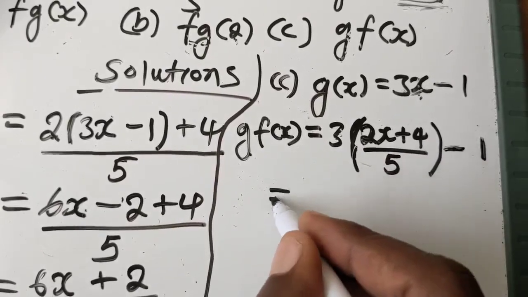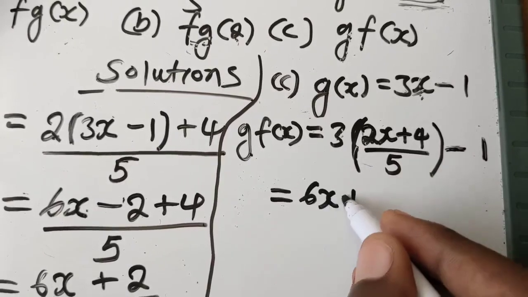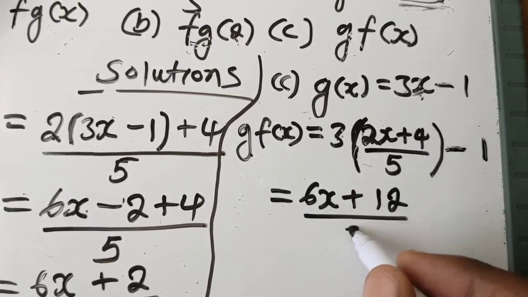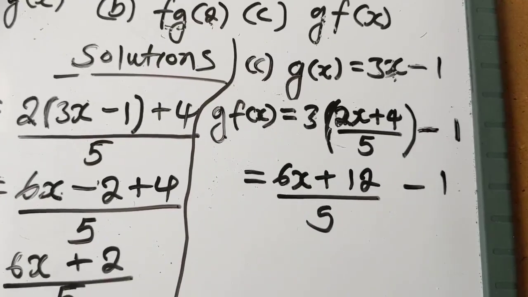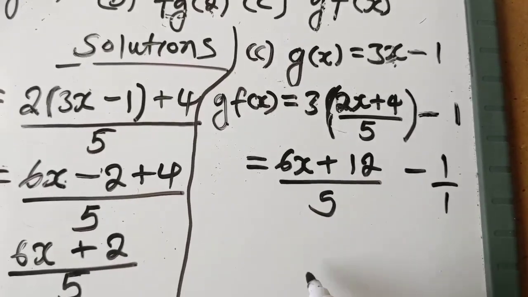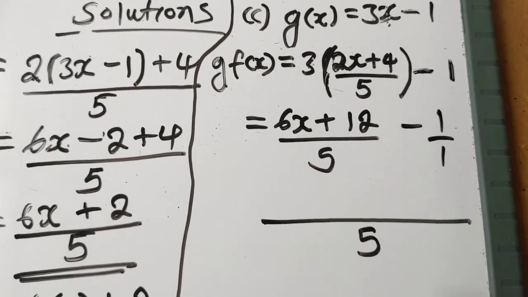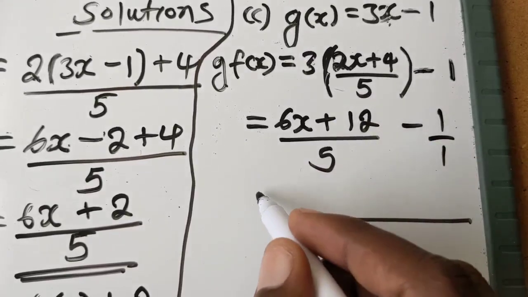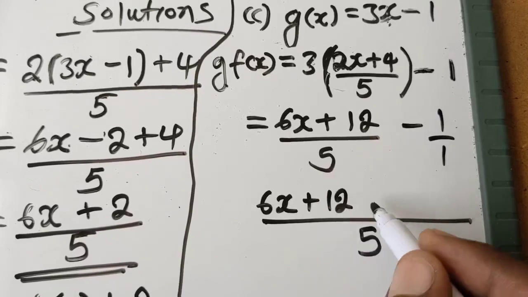So it is going to be 3 times 2x, that is 6x, plus 3 times 4, that is 12, divided by 5. Then there is minus 1, like that. Then here you know that it is a fraction. We just look for the common factor. So the common factor is 5. 5 into 5 is 1. 1 times everything there, it is 6x plus 12, like that.